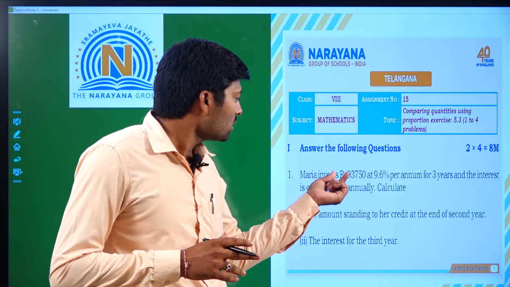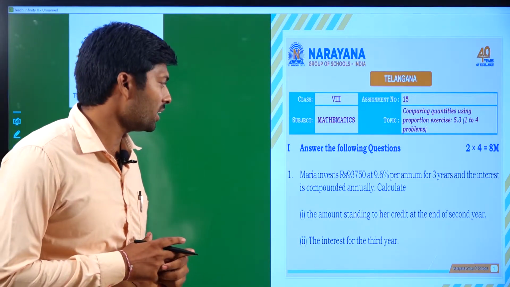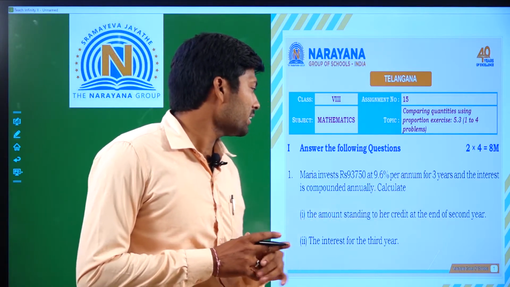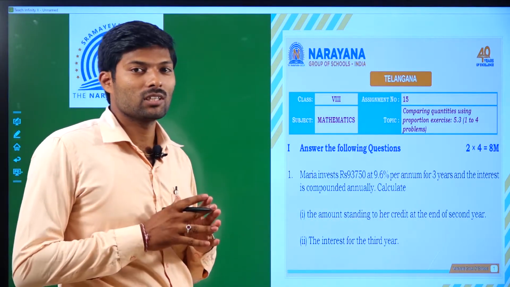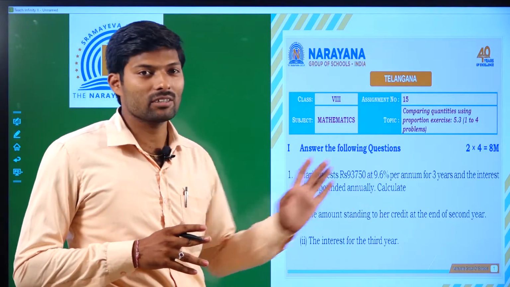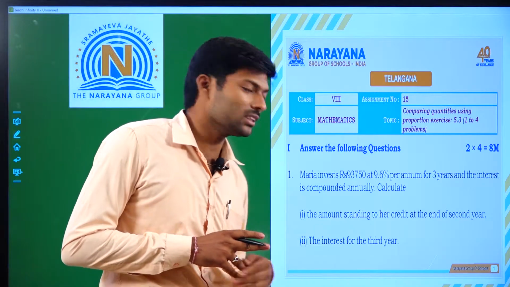Maria invests 93,750 at 9.6% per annum for 3 years and the interest is compounded annually. Calculate the amount standing to her credit at the end of second year. The second one is the interest for the third year.